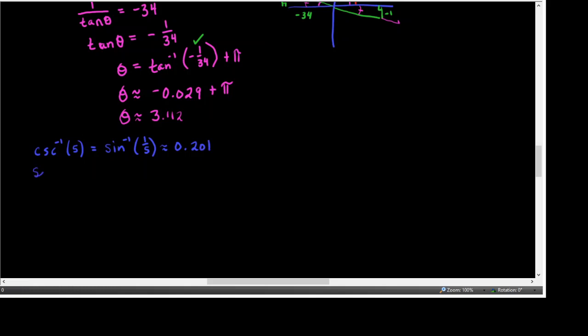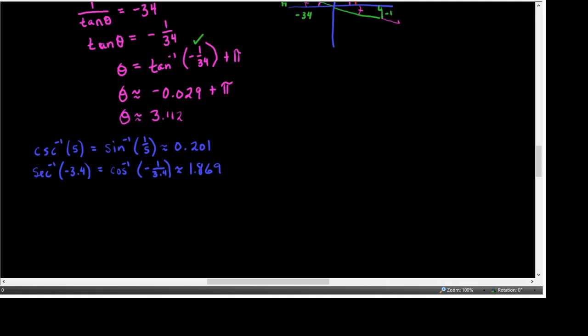So what would secant inverse, or arcsecant, of negative 3.4 be? Well, the reciprocal function for secant is cosine, so it's cosine inverse of the reciprocal of the argument, and you should get 1.869. Oops, wrote the wrong thing there. 1.869.